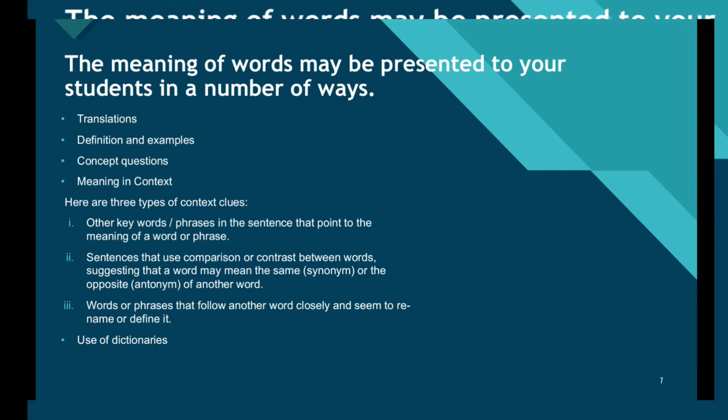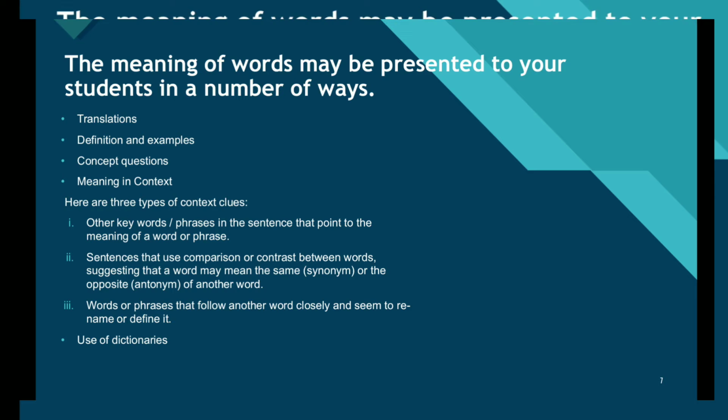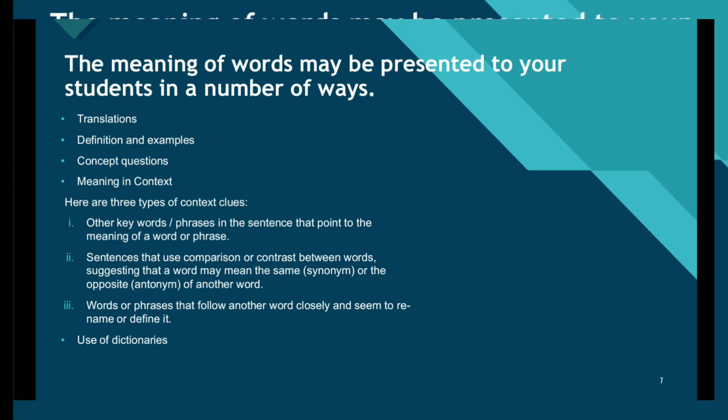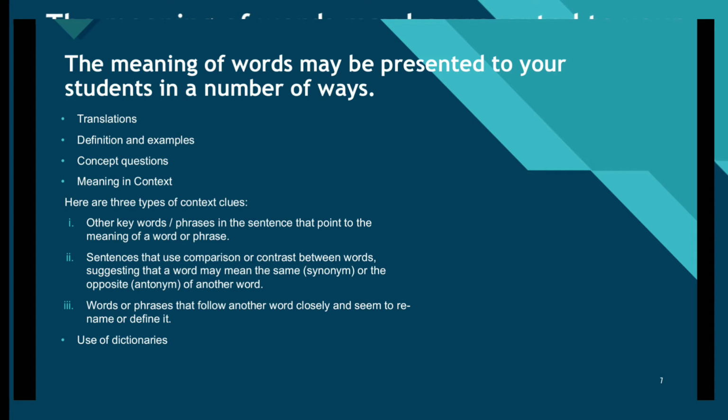We also have translation. Translation of a word may bring about its own set of problems. As words seem to live within their own particular language, there often isn't a direct translation for a word or phrase. One possible solution to these potential problems is to encourage students to guess the meaning of words they don't know. Next, definition and example.